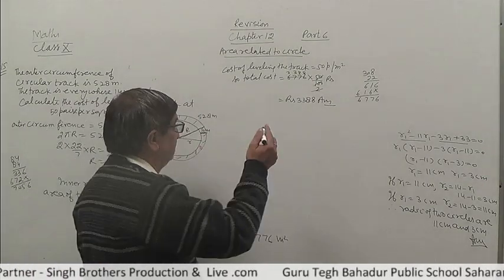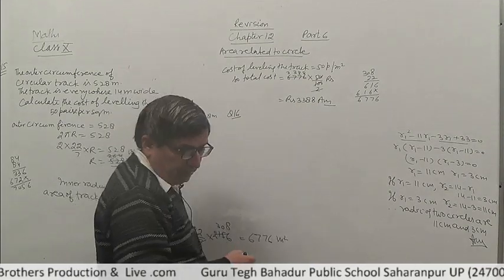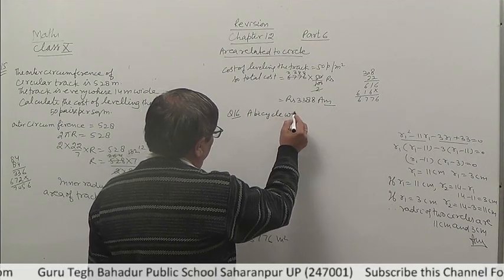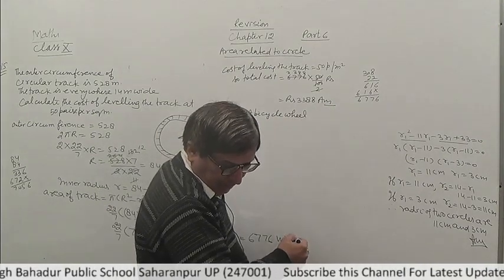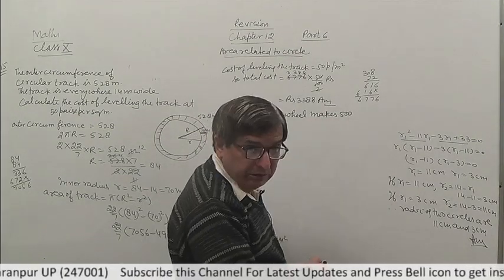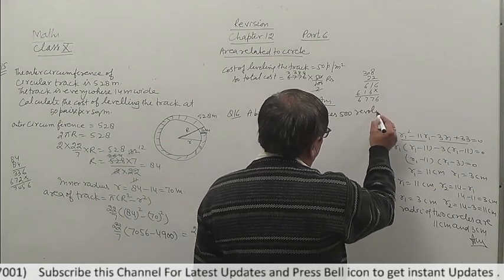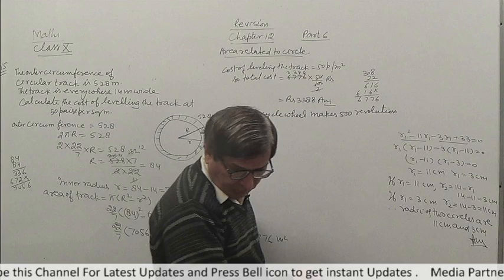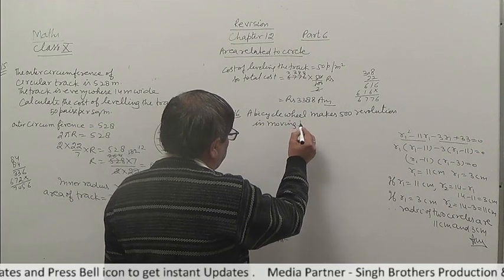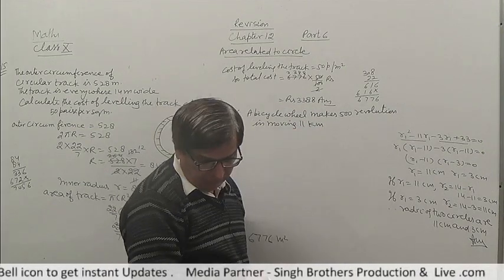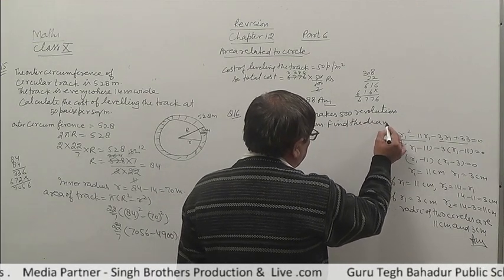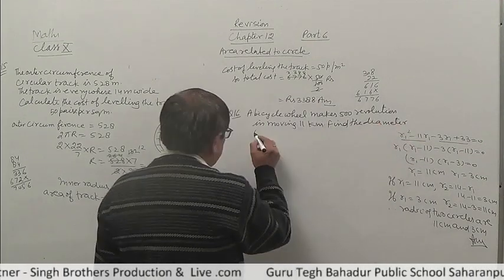Last question of this chapter, that is question number 16. A bicycle wheel makes 500 revolutions in moving 11 kilometer. Find the diameter of the wheel.